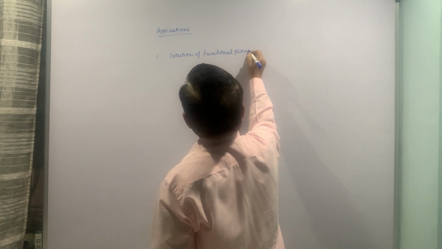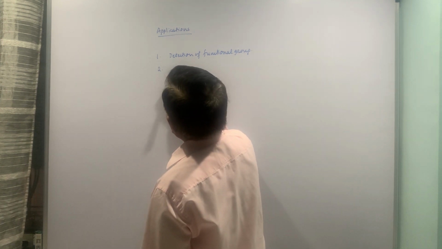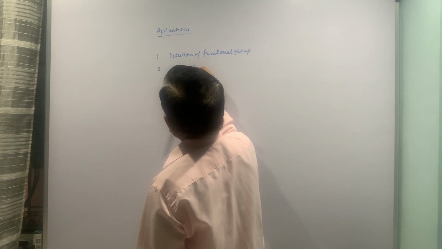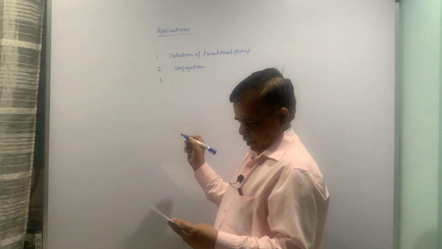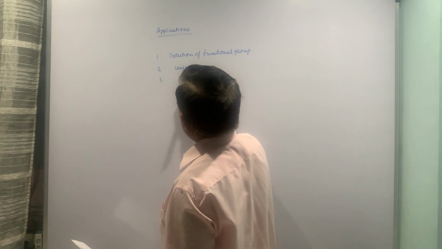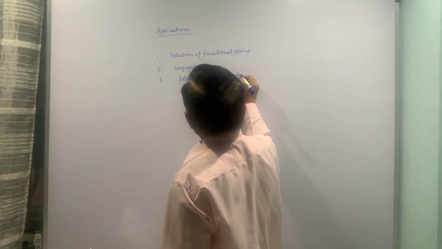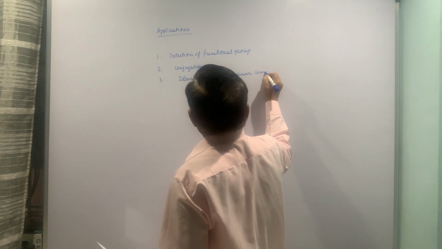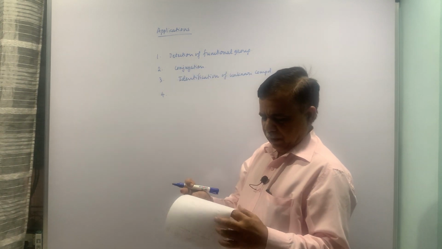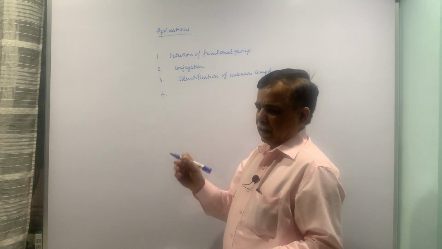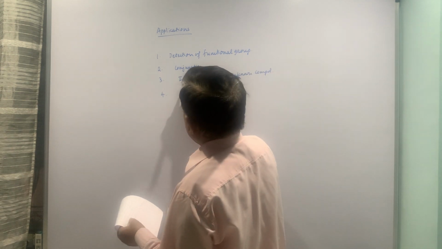Detection of functional group. Second is detection of extent of conjugation. Third is identification of unknown compound. Unknown compound, basically we call it characterization, because if we don't know anything about the compound, then its UV or IR or NMR for that matter will be new, and it is a matter of characterization.